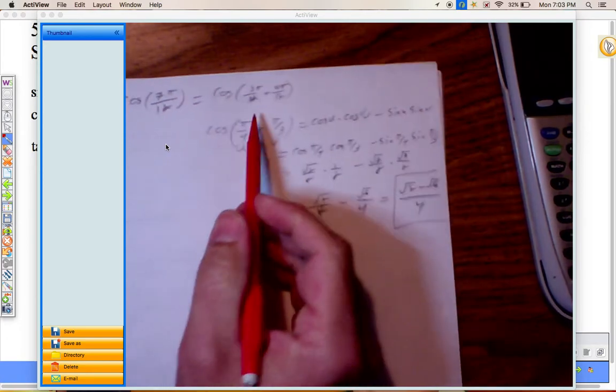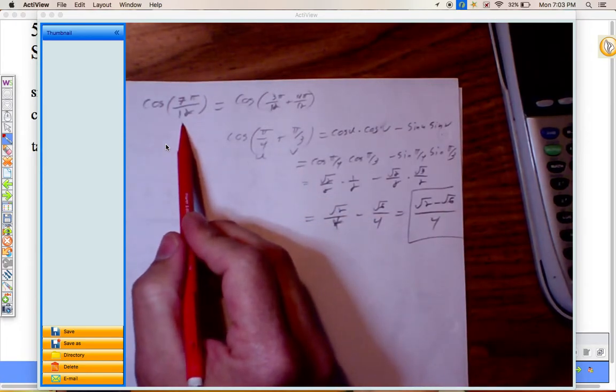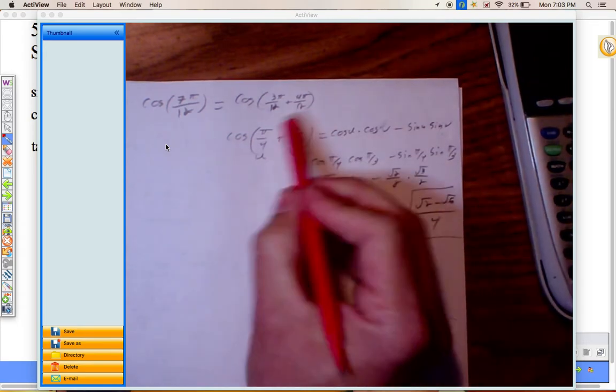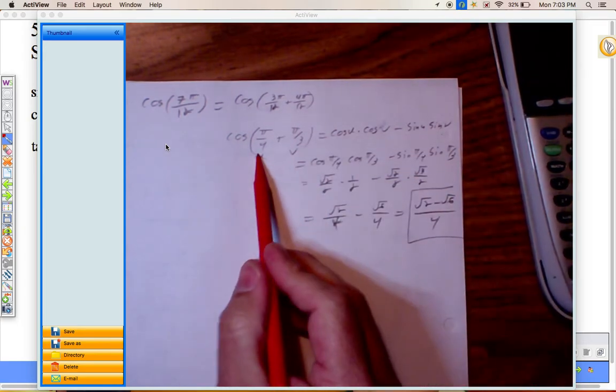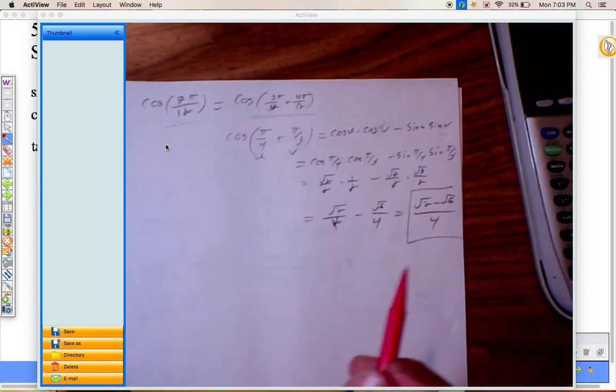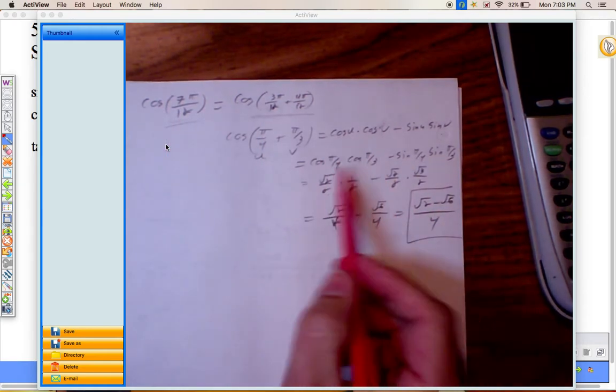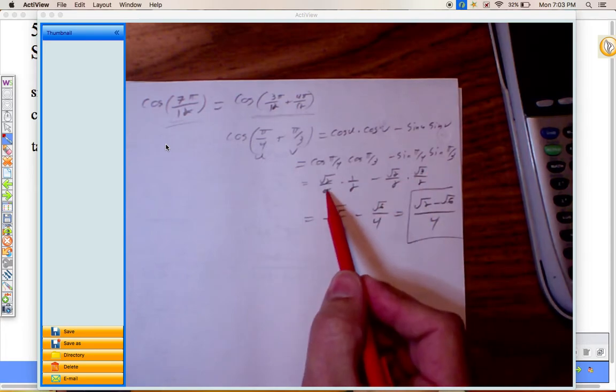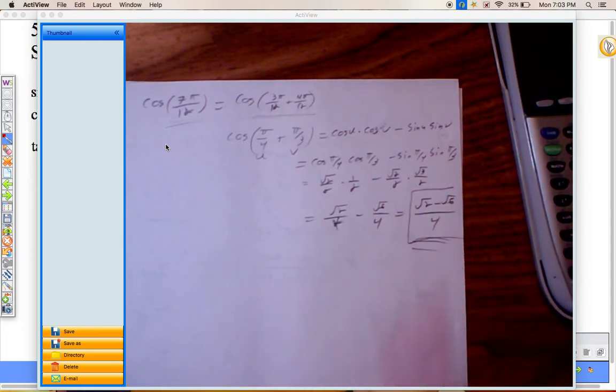So we took cosine of 7 pi over 12 and split 7 pi over 12 into 3 pi over 12 plus 4 pi over 12, which is a pi over 4 and a pi over 3. This may not be easy to see, but hopefully you see it once we do it. I plug in those values, I evaluate, I add like terms, and I get my solution.